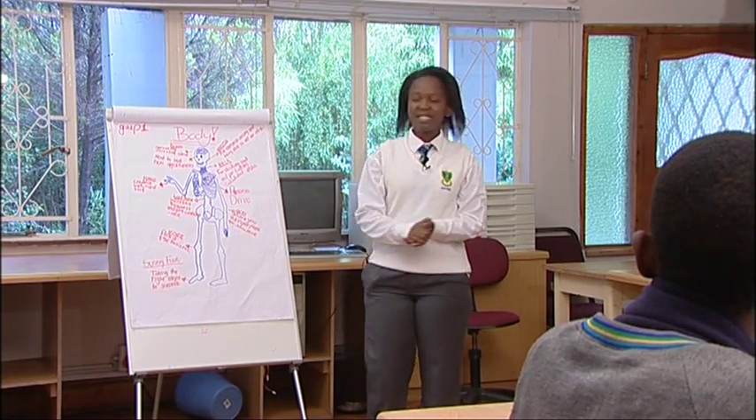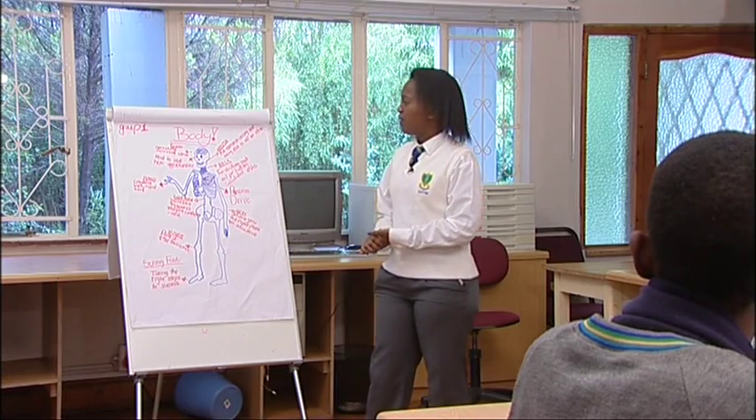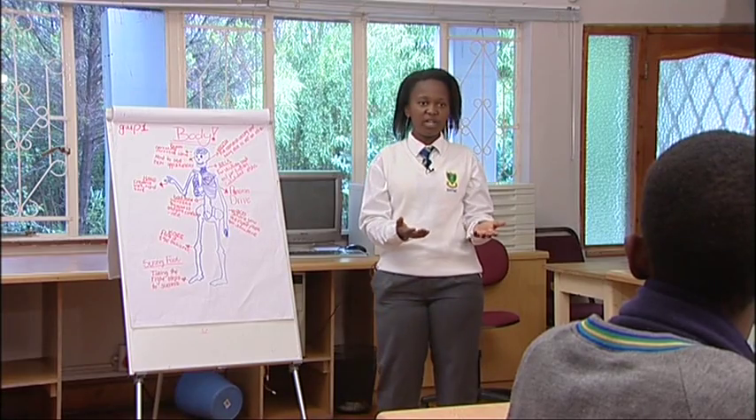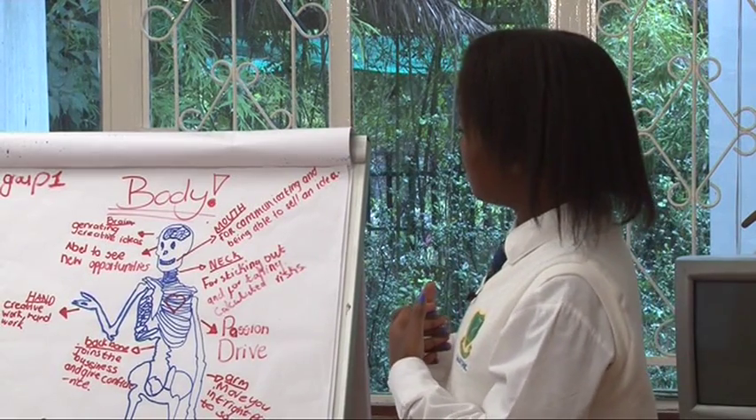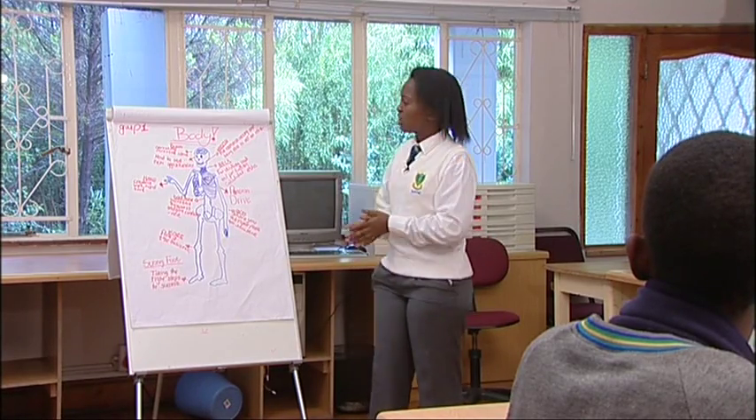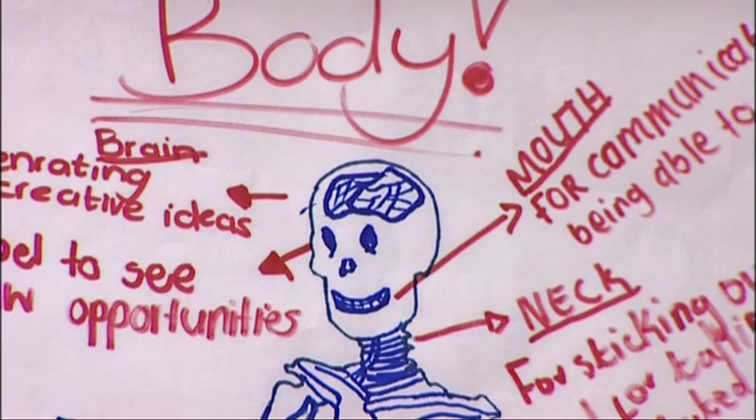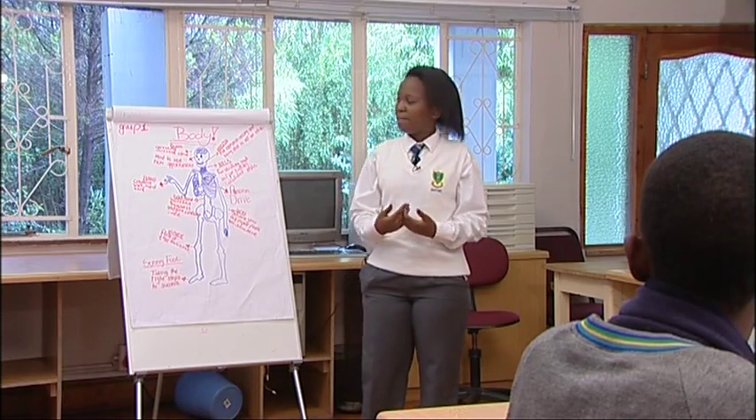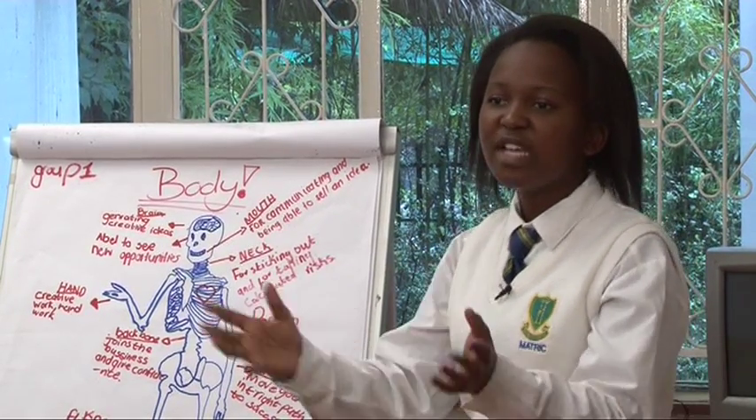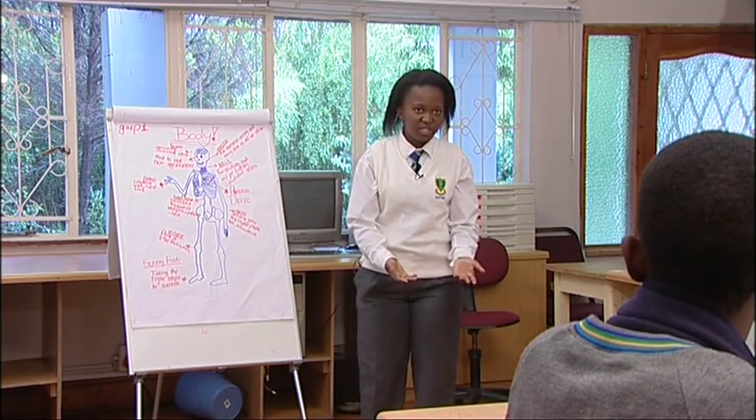Okay, so sir, basically what we have here is a human skeleton, a basic one. Firstly, we were brainstorming as a group. We thought, let's not start with the brain, because I think for us to create businesses and be entrepreneurs, we need a brain. Okay, so what we have here, we said that the brain is used for generating creative ideas, because as an entrepreneur, you need to create innovative and new ideas. You can't create something that has already been produced and expect to make a profit, you see?